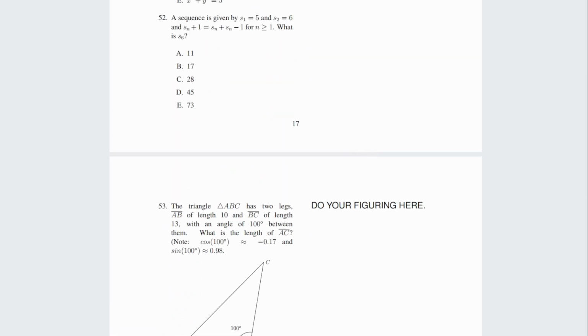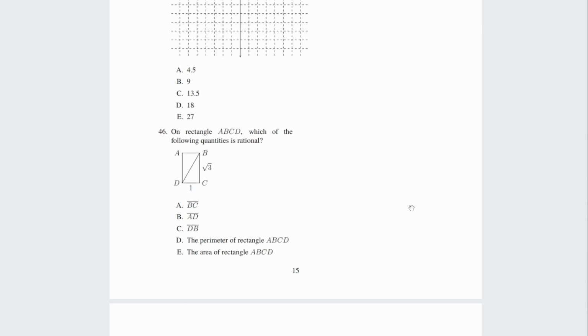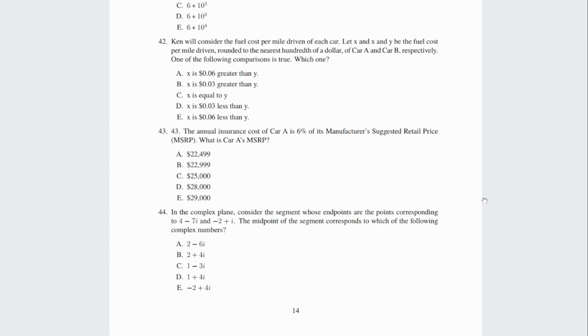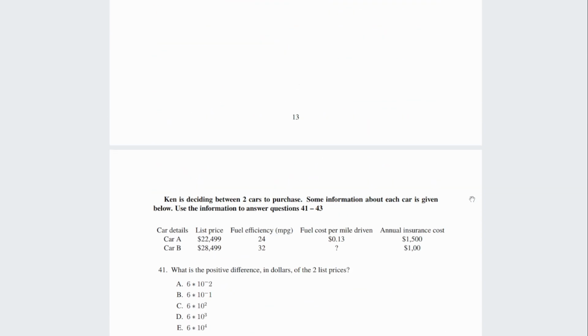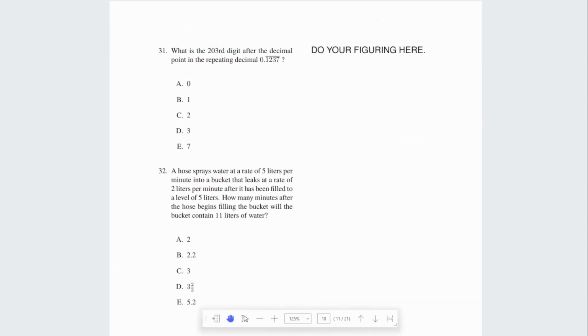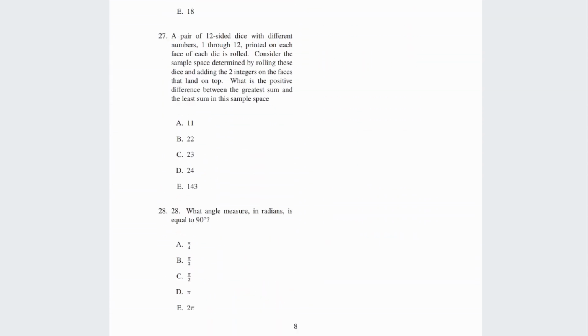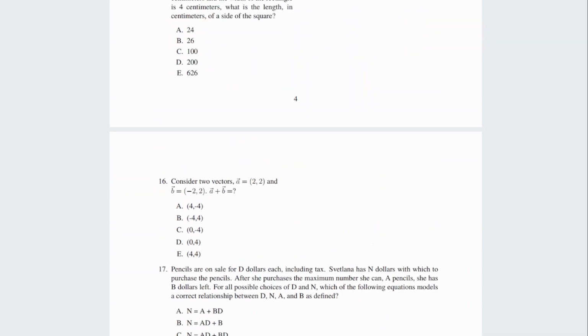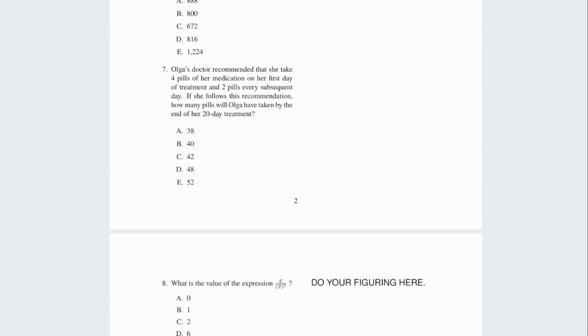You get a lot of those toward the end of the packet, toward the end of the math section of the test. And I think that's a good time to do them, closer to the end, because they will take a lot of time, and they might just be impossible. The solution might just not come to you on the day.